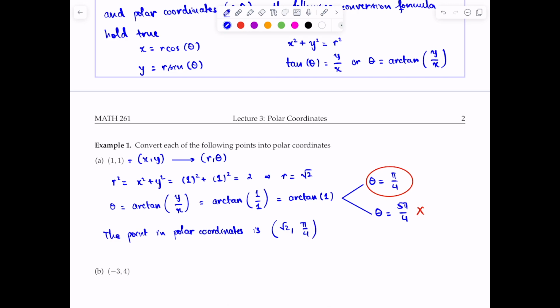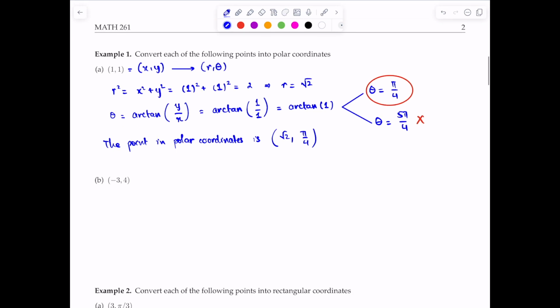Okay. Now moving on to the next example. Here again you are given a point in the rectangular coordinate system, that is x comma y, and you want to convert this into r comma theta. So to find r, you apply the formula r squared equals x squared plus y squared, or (-3) squared plus 4 squared equals 9 plus 16 equals 25, and therefore r is equal to +5.